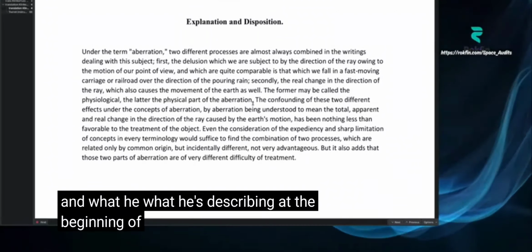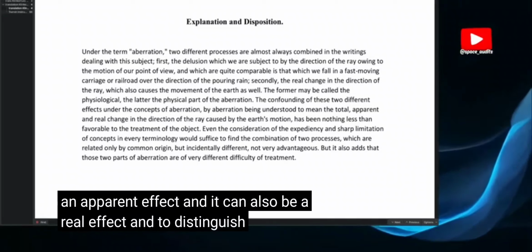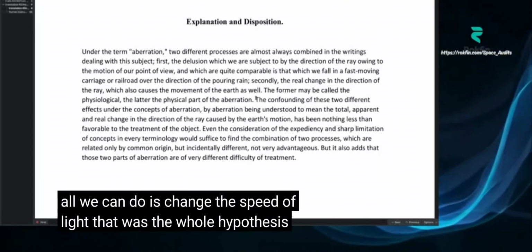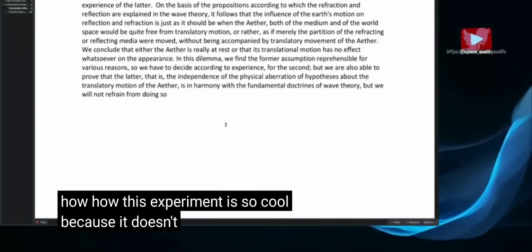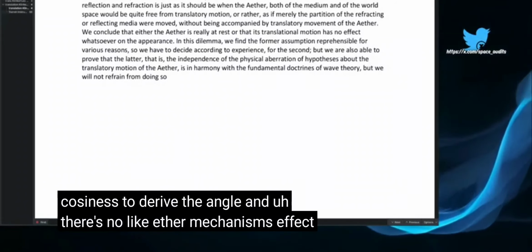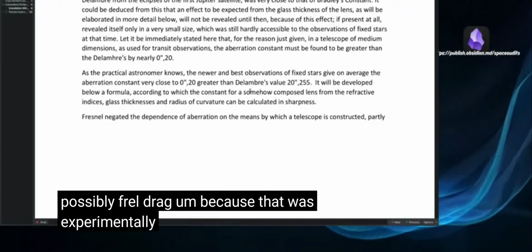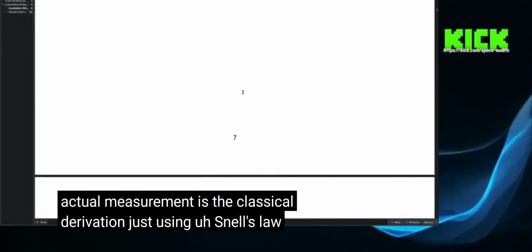What he's describing at the beginning of his paper is, look, the aberration can be an apparent effect, and it can also be a real effect. To distinguish the difference, we have to manipulate one of these variables. Because the Earth's always in motion, all we can do is change the speed of light. That was the whole hypothesis of it. And he goes on to talk a little bit about how this experiment is so cool because it's independent of ether as a fluid medium mechanism, and they can just treat it as the V over C, Snell's law, and cosines to derive the angle. There are no ether mechanism effects at play that have to be accounted for, but they should consider possibly Fresnel drag because that was experimentally verified, stuff like that. So he says don't fully discount it, but in his derivation, what he's proposed and what agrees with actual measurement is the classical derivation just using Snell's law and cosines.